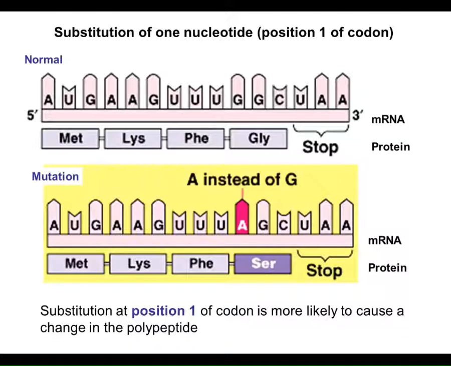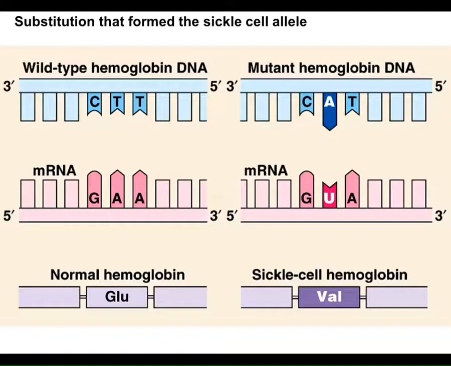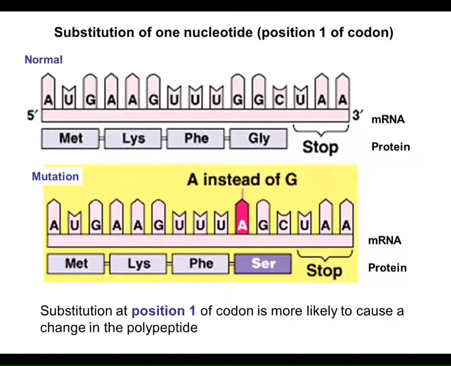So, another example of the same thing. This is a substitution. Again, rather than losing or gaining, a G was switched into an A. Okay. So look at those little examples.